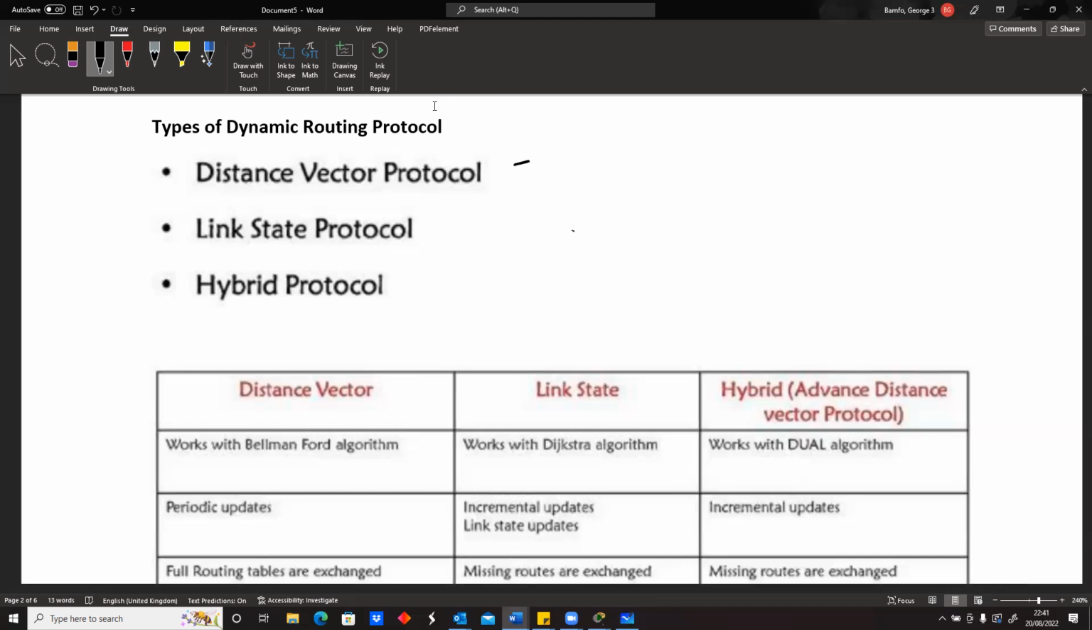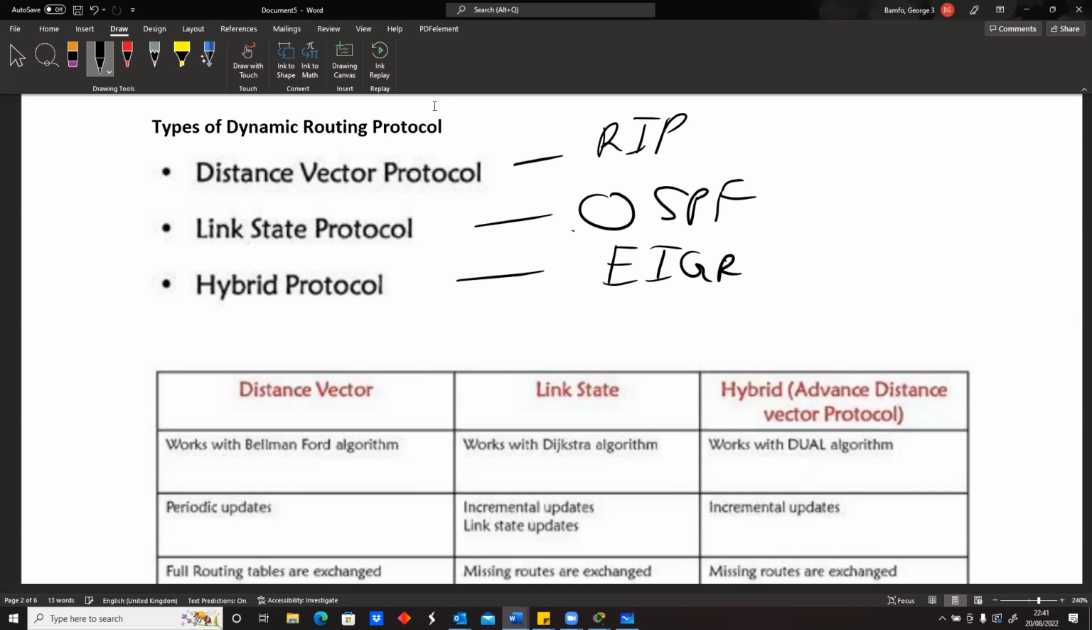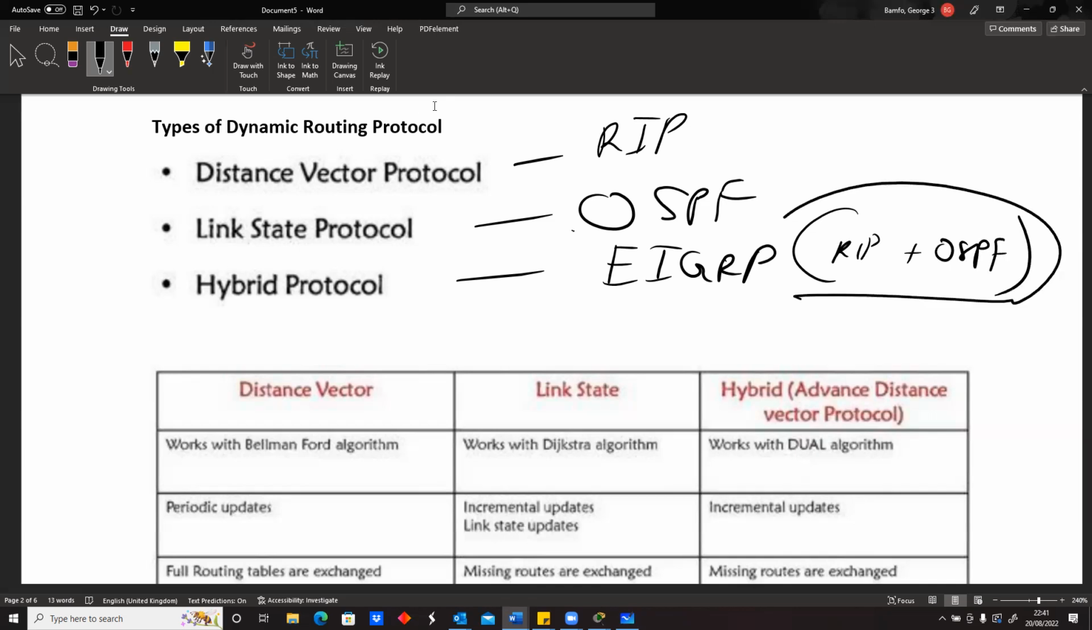An example of a distance vector protocol is RIP. An example of a link state protocol is OSPF. An example of a hybrid protocol is EIGRP. EIGRP took the best part of RIP and the best part of OSPF, and Cisco created their own protocol called EIGRP, the Enhanced Interior Gateway Routing Protocol. So it is more like a combination of distance vector and link state.